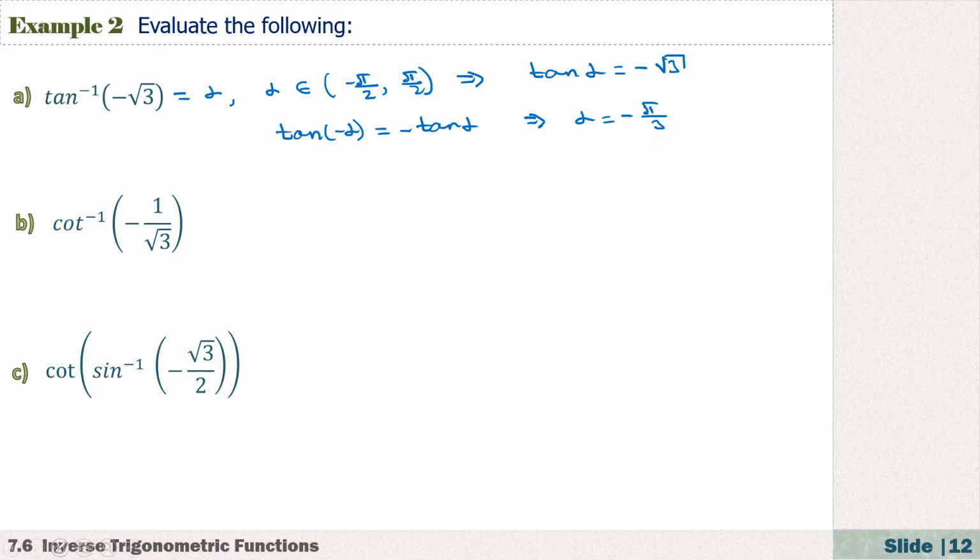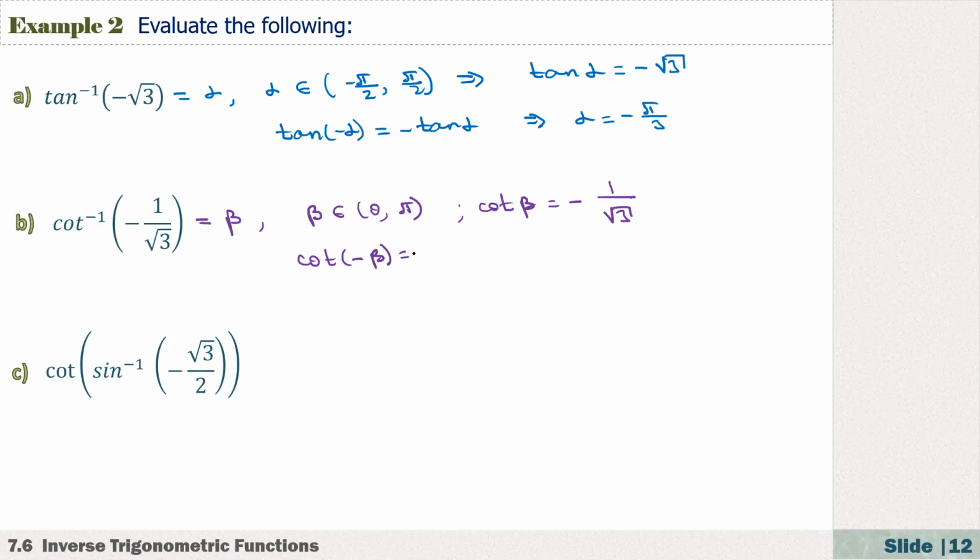In a similar way, how about the second example? Let's say that is equal to beta. Notice that from the definition, beta is the angle in the interval from 0 to pi. So cotangent of beta is equal to minus 1 over square root of 3, right? And we know that the same property works for cotangent. Cotangent is also an odd function.